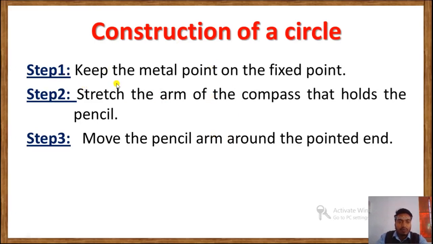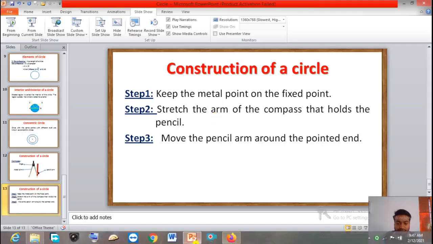Step number 1: keep the metal point on the fixed point. Step number 2: stretch the arm of the compass that holds the pencil, according to the radius length. Then finally, move the pencil arm around the pointed end. Now let me show you the practical.